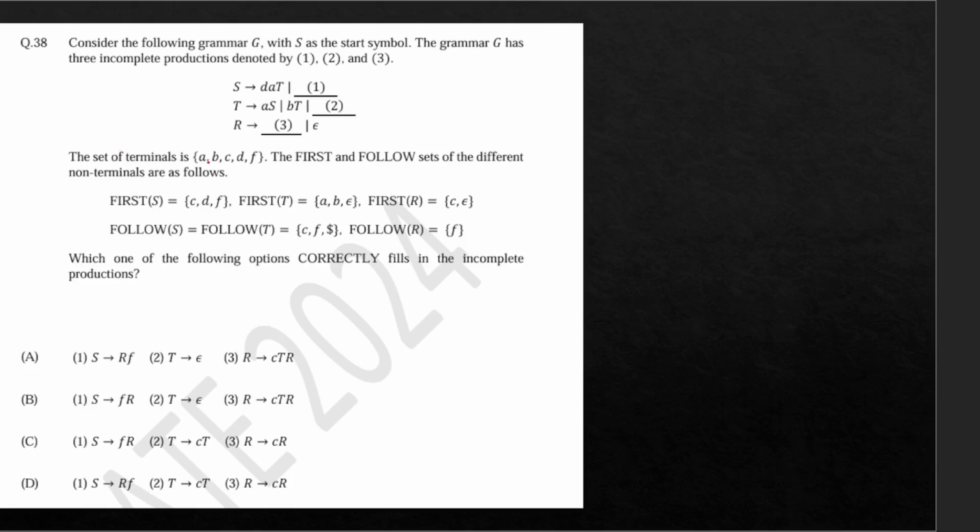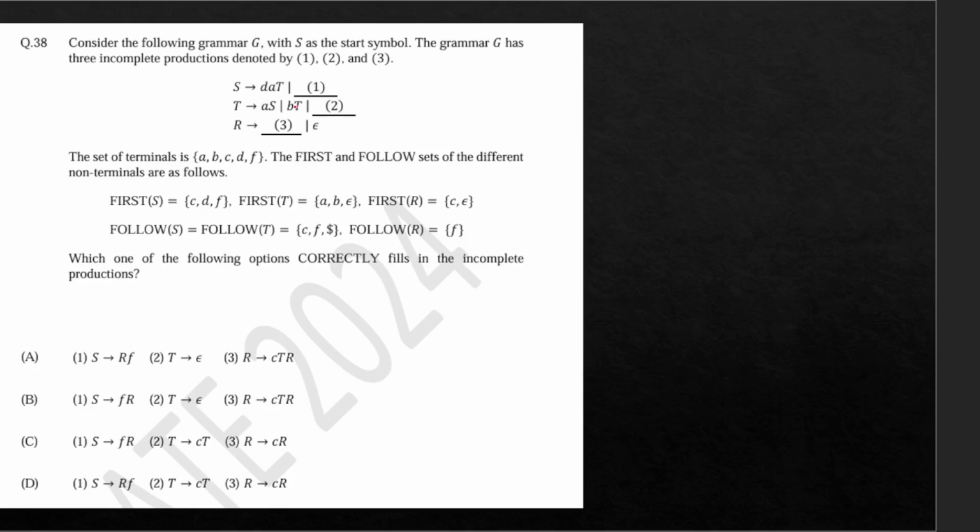The set of terminals is A, B, C, D, F. The first and follow sets of the different non-terminals are as follows. First of S is given to you, C, D, F. First of T is also given to you, A, B, epsilon. And after that, first of R is also given to you. Follow of S, follow of T, follow of R is also given to you. Which of the following options correctly fills the incomplete production?